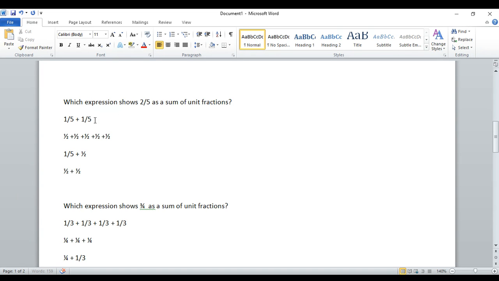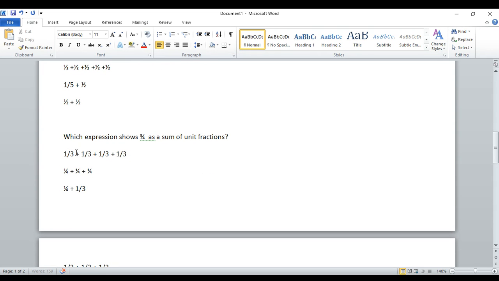I hope you automatically said this one right here, 1/5 plus 1/5. These are the unit fractions that equal 2/5. I'll show you that they threw some things in here to try to trick you a little bit. So they threw halves in here because 2 is the numerator, but remember that doesn't have anything to do with fifths. And then they just throw some things in there to really try to get you to think.